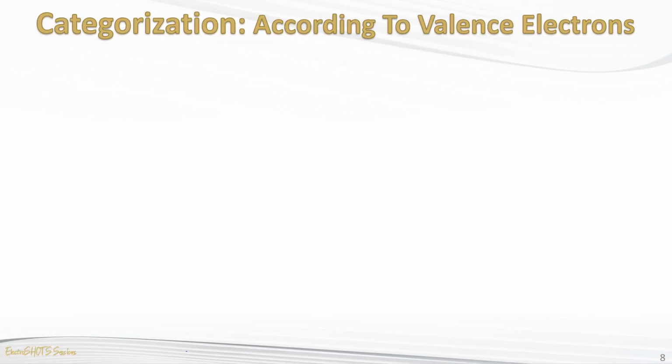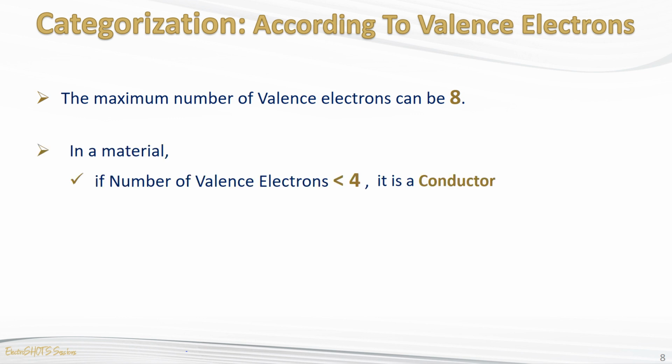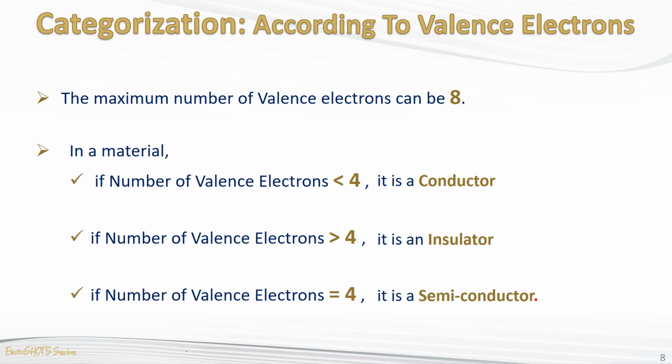According to the valence electrons in a material, the materials can be categorized. The maximum number of valence electrons that is possible is 8. So if in a material the number of valence electrons is less than 4, it is a conductor. If it is greater than 4, it is an insulator. And if it is equal to 4, it is a semiconductor.